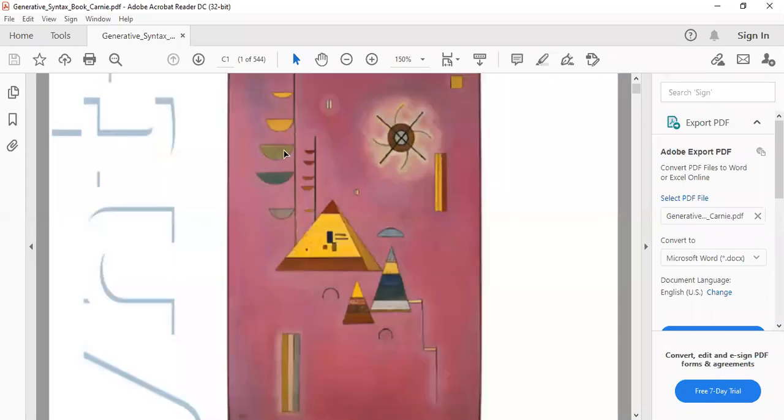If you understand this cover page, you have kind of a basic understanding of everything in the book, but at least you have an overall idea about syntax.